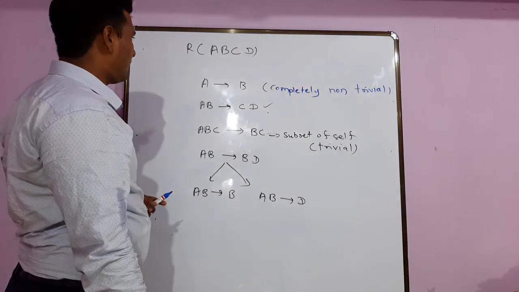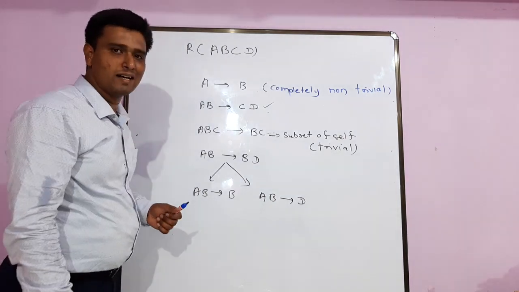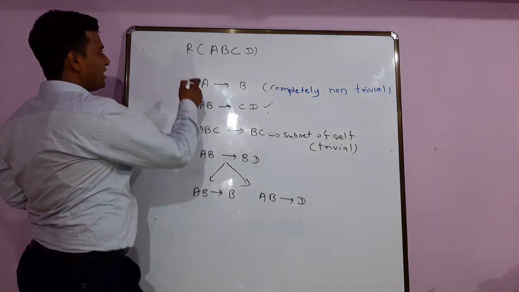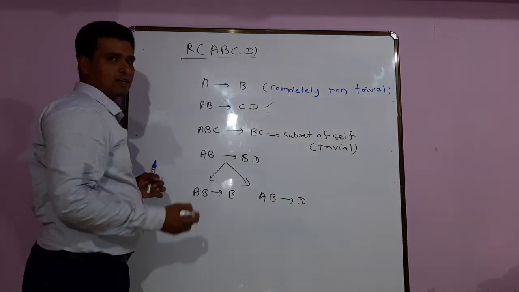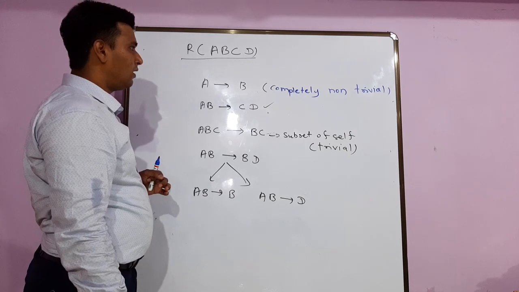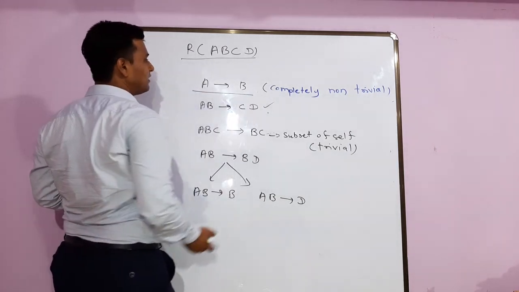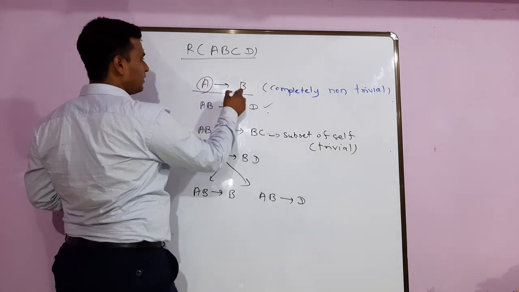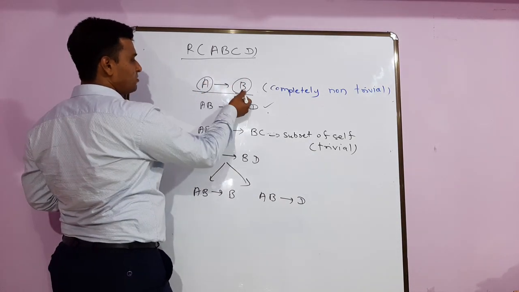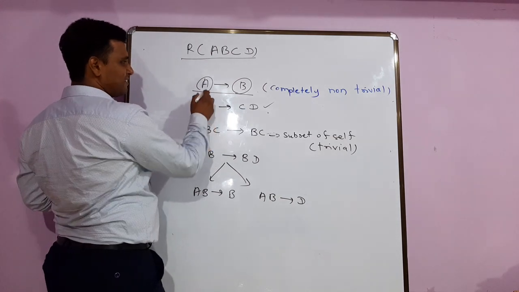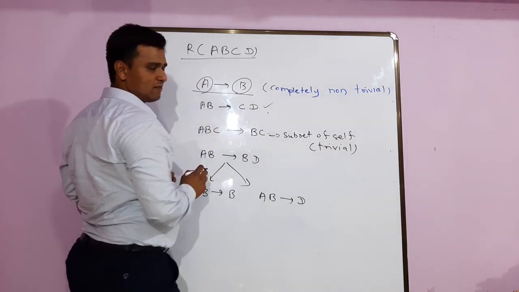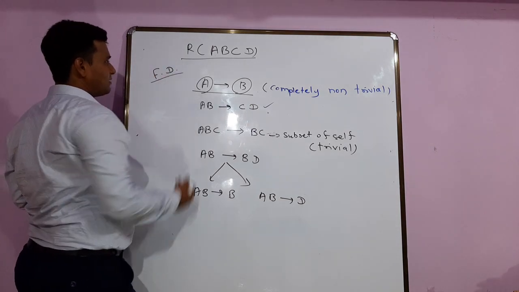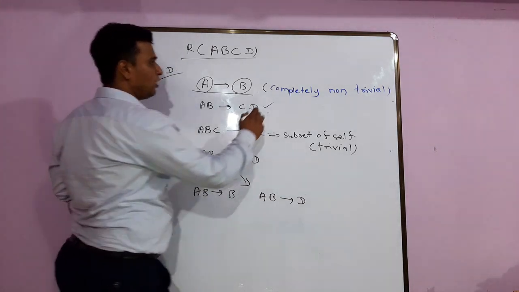Hello friends, now again we are having some more examples for understanding trivial and non-trivial functional dependency. This is an important topic. So relation R is having attributes ABCD. Now the first dependency you can see is A determines B. Now understand, there is no relationship between the key and B. Means B is not a subset of A. So you can say that this dependency A determines B, this functional dependency, this FD. Many times you can find functional dependency written as FD. So this FD is completely non-trivial.